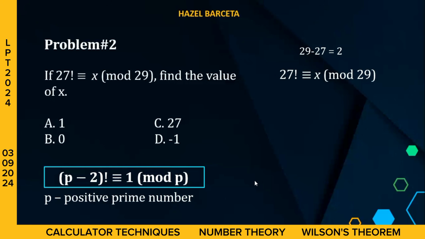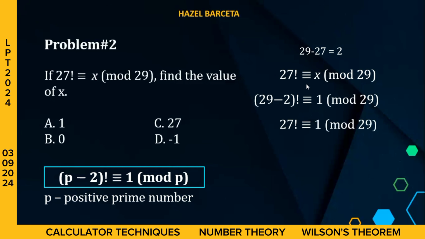So, proceed sa substitution. P is 29. So, 29 minus 2 factorial is congruent to 1 mod 29. Right? So, ito na po. 29 minus 2 is 27. Then, copy na po ito. And, ito na po ang ating problem. Ito po ang ating formula. Ayan, kokopyahin na lang po ulit natin. So, we have x is equal to 1 as our remainder. And it is letter A. Ayan, nakakadalawa na po tayo.